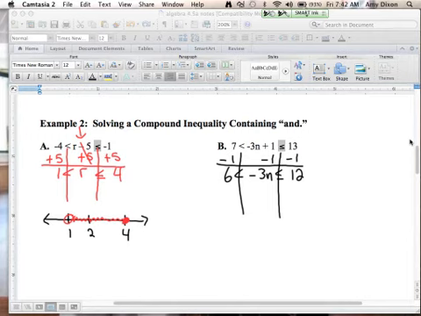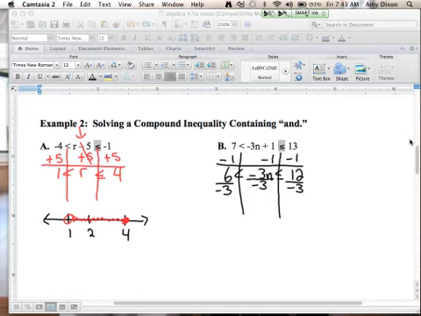All right, now we have to do a little bit more to this one because we now still have a negative 3 attached to the end. So if we divide all three sides by negative 3, we're going to have to flip our inequality signs because we're dividing by a negative number. And if you remember, that's the rule. When you're dividing by negative, you have to flip your inequality symbol.